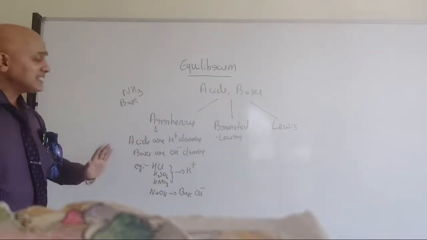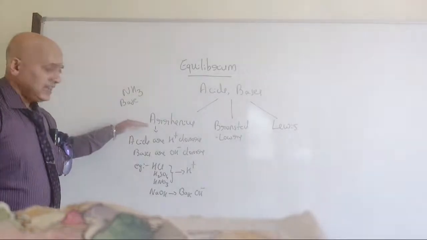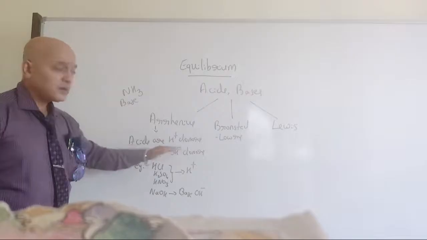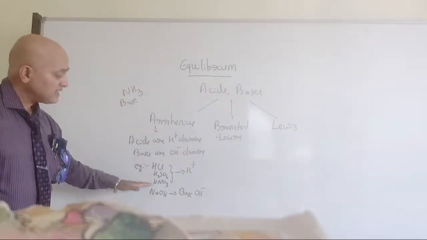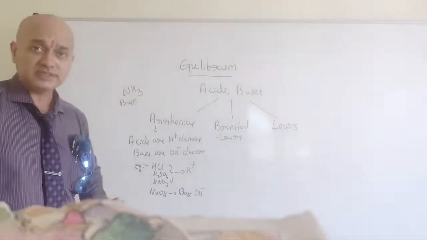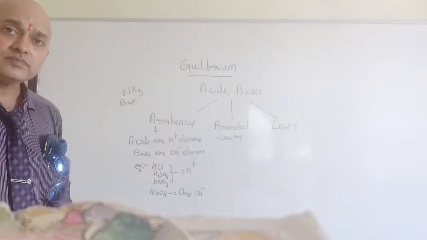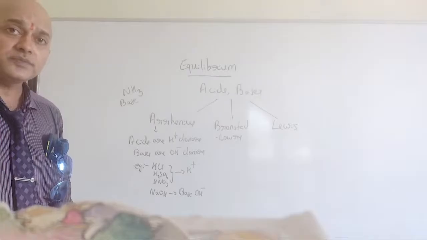Fine. But in the examination, if they ask about Arrhenius theory, then you should tell that acids are H plus donors, bases are OH minus donors, and these can be some of the examples. Fine? Whether I am clear? Any doubts?